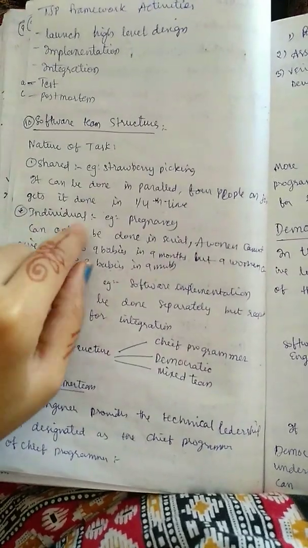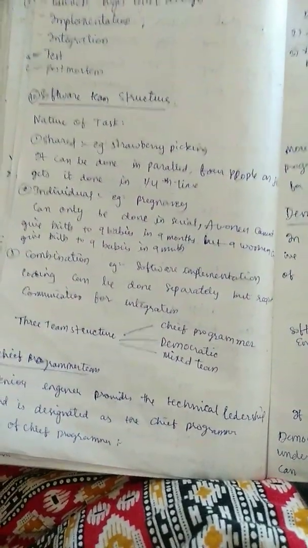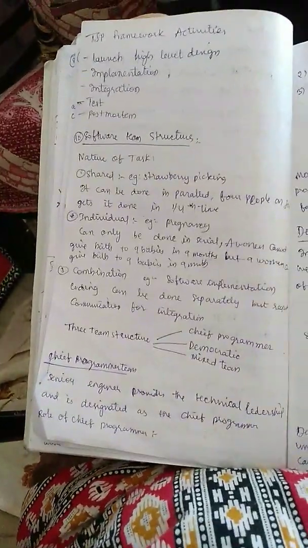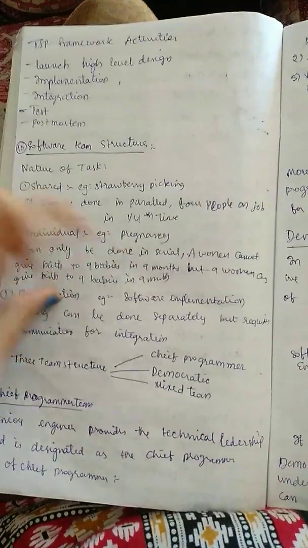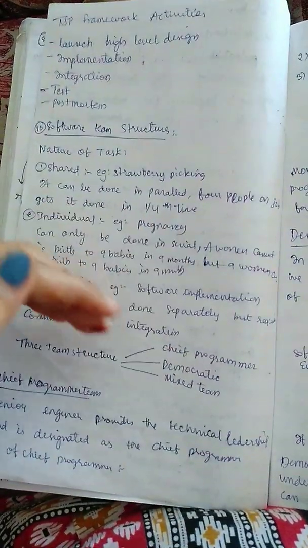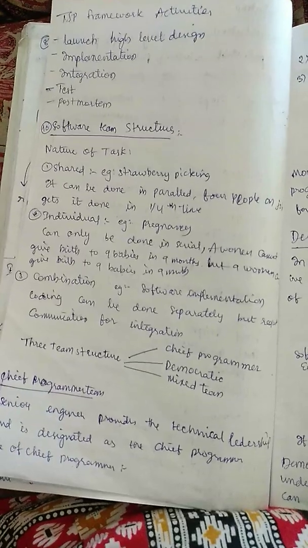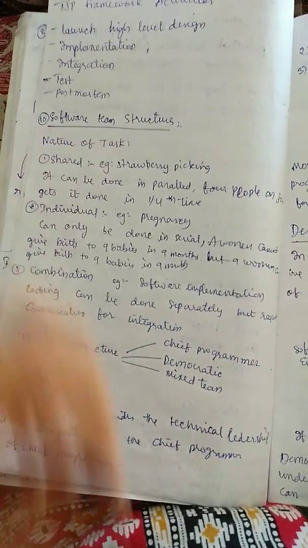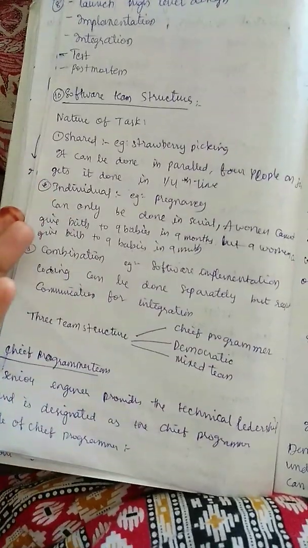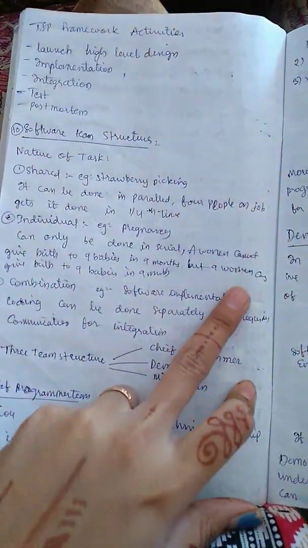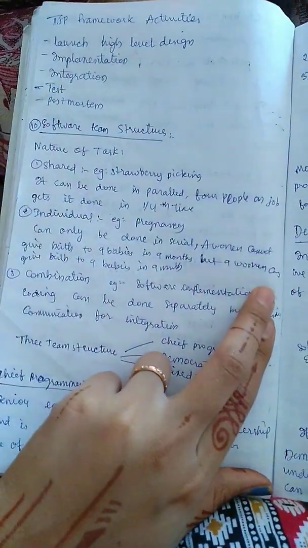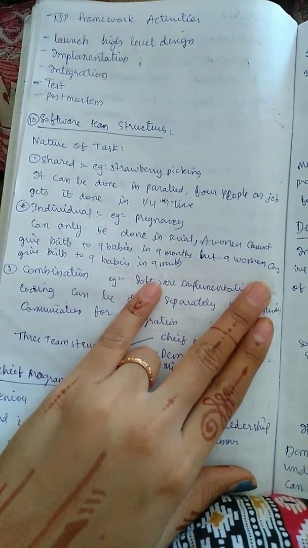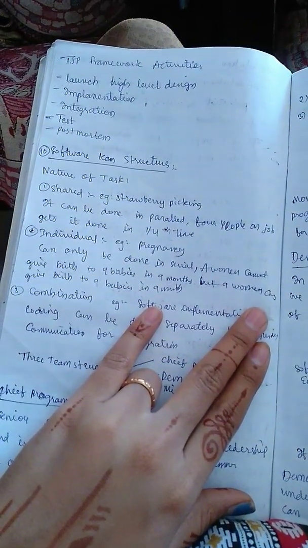And then individual means only one person can do it at a time. Like if you take pregnancy, only one lady can carry her baby, right? It can only be done in serial. Many ladies can be pregnant, but each baby should be in their own stomach, right? It's a basic thing. A woman cannot give birth to 9 babies in 9 months, but a woman can give birth to 9 babies in 9 years.